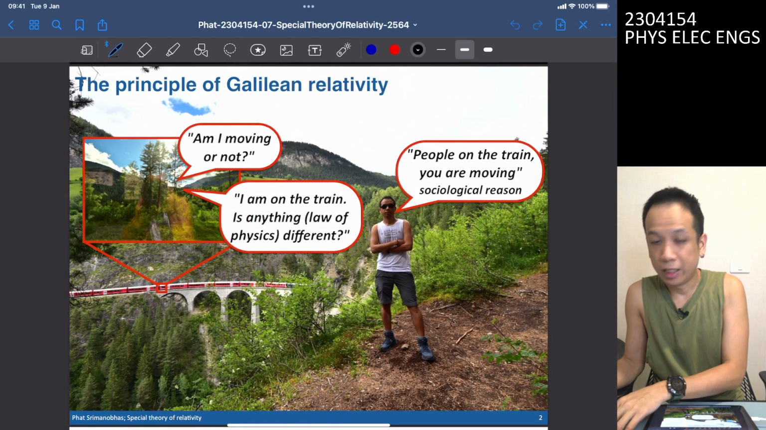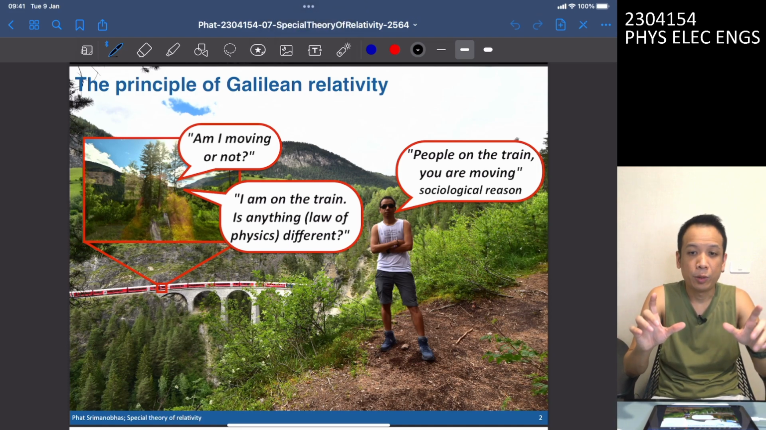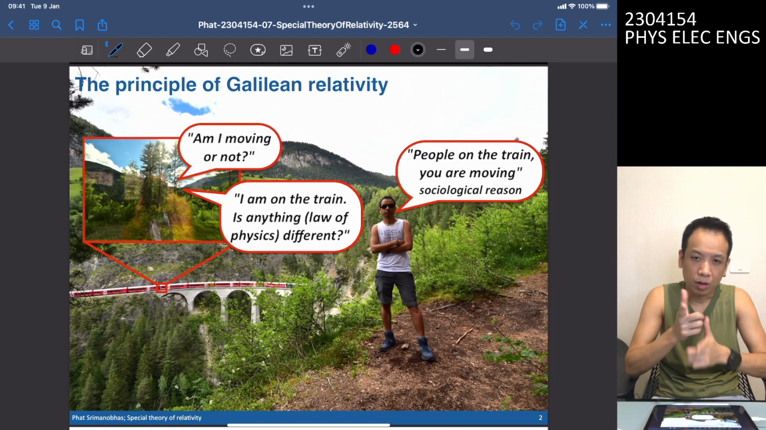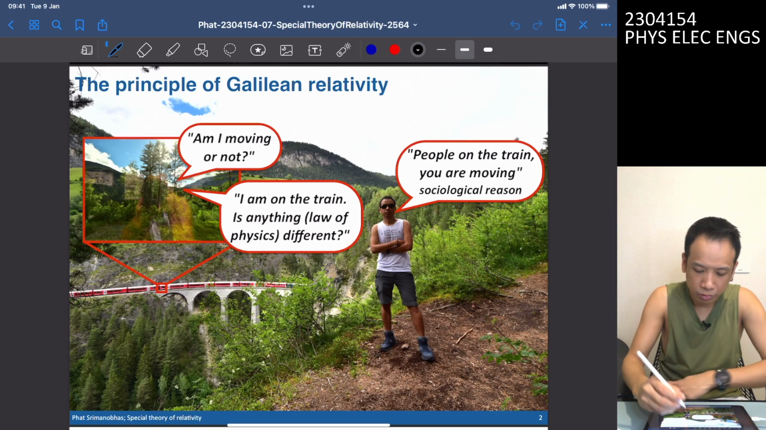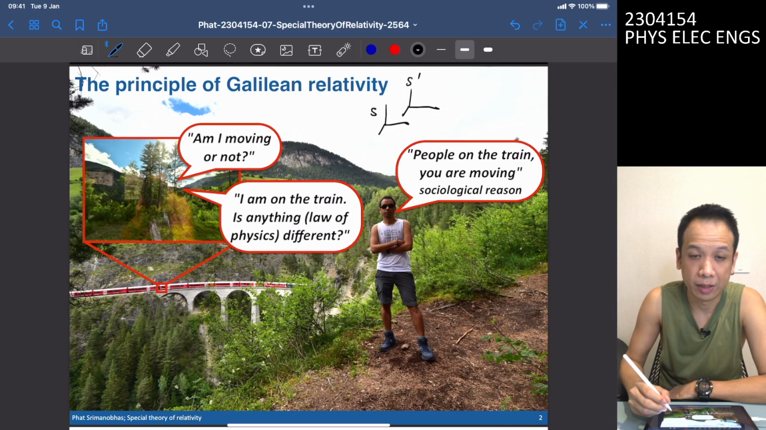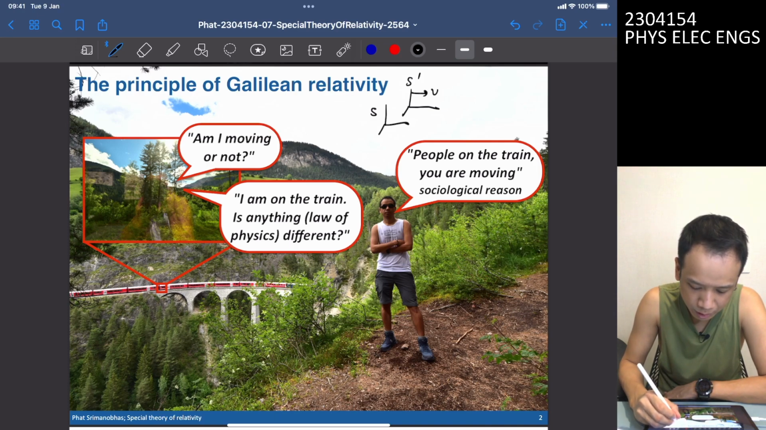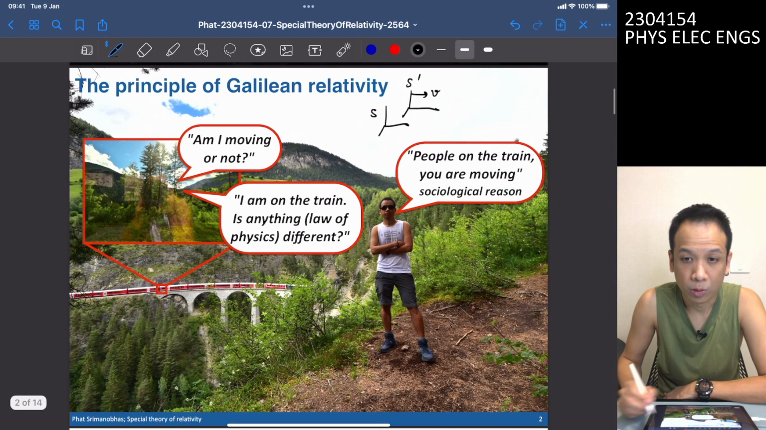The principle of Galilean relativity. Let's imagine we are discussing a situation where you have observers in two reference frames, and they have a constant relative velocity. So we are talking about two frames, what we call frame S and frame S prime. One of them is traveling with a constant velocity v with respect to the other frame.